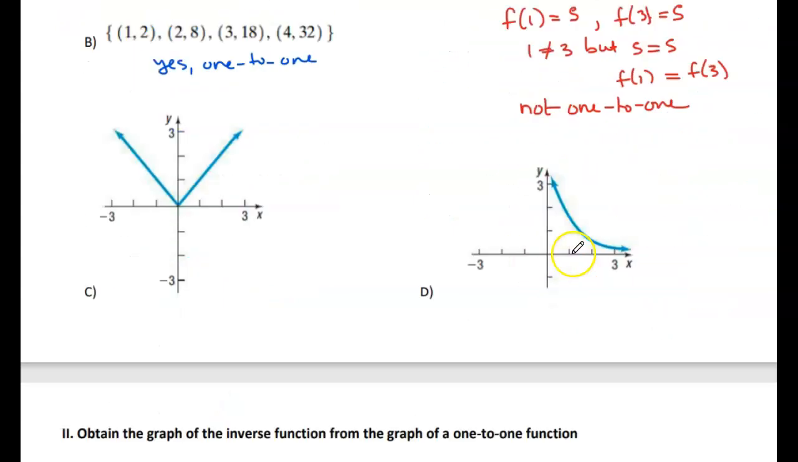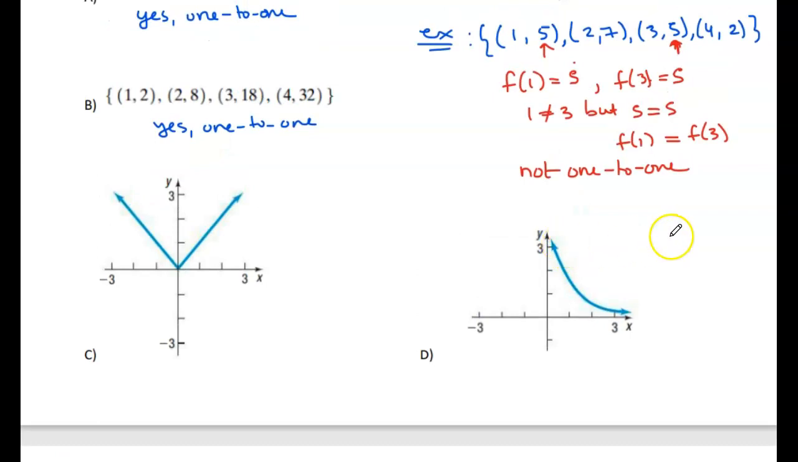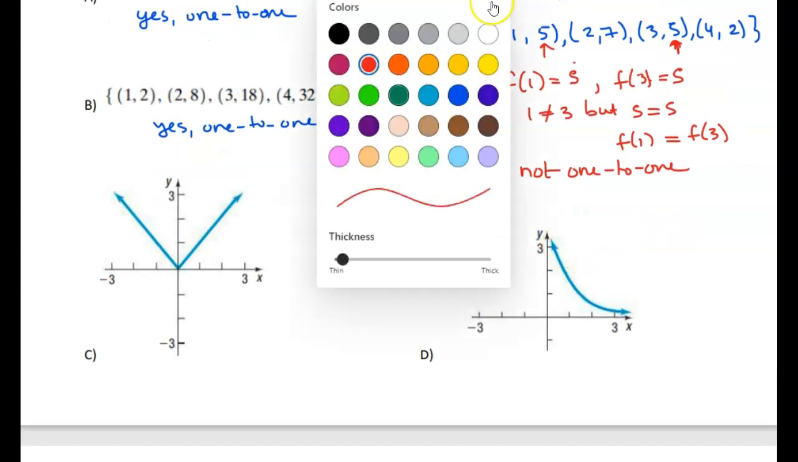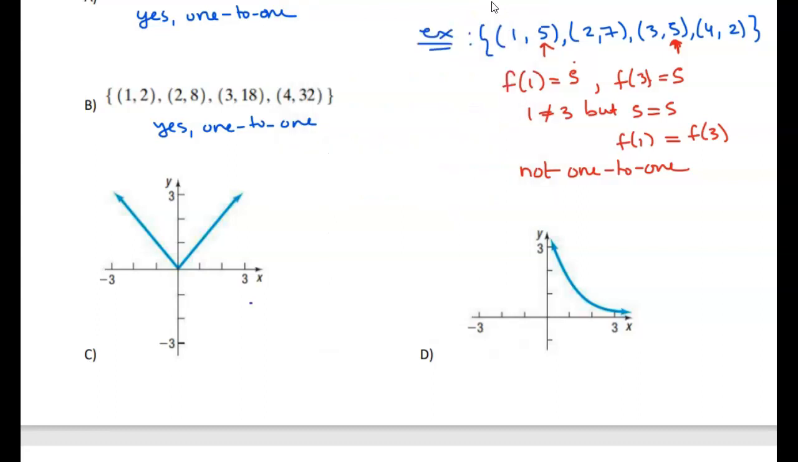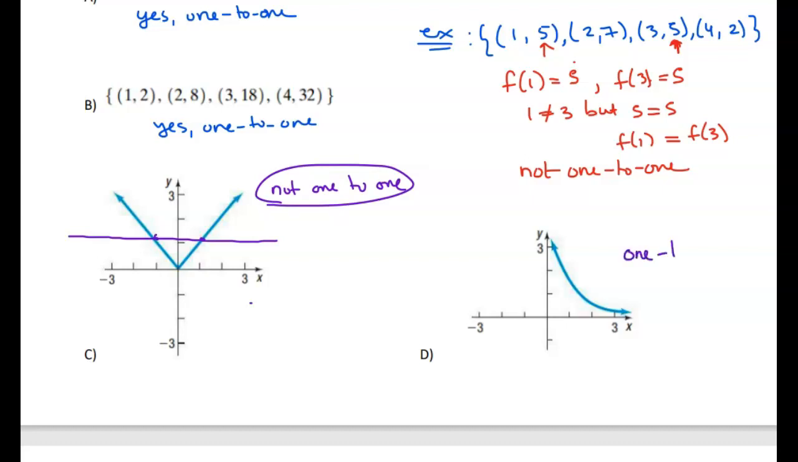So just so you see what it looks like. Alright, now from a graph you can use the horizontal line test. So if you can draw a horizontal line anywhere that meets the graph at more than one point, then it's not one-to-one. Alright, so this does not pass the horizontal line test. For D, you can draw a horizontal line anywhere and it's going to pass the test. So this is one-to-one.